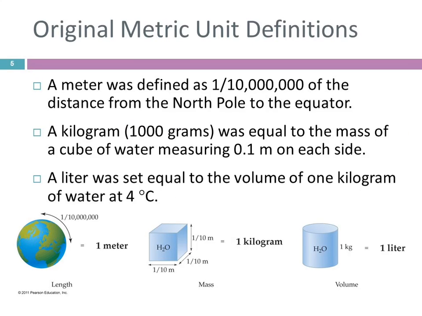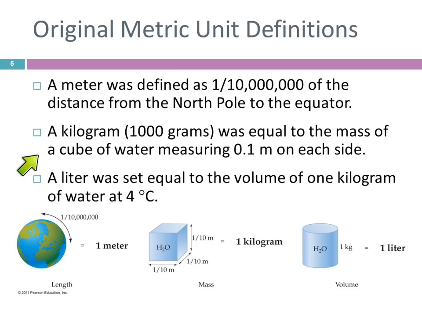The original definitions used for the metric system are kind of interesting. A meter was defined as 1/10,000,000th of the distance from the North Pole to the equator. Kind of interesting. When you define units, you have to define them in a way that other people could reproduce your definition.